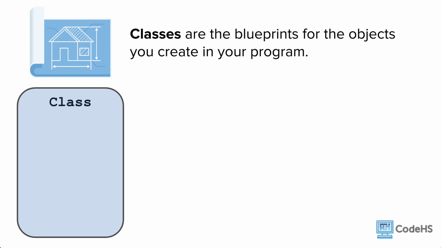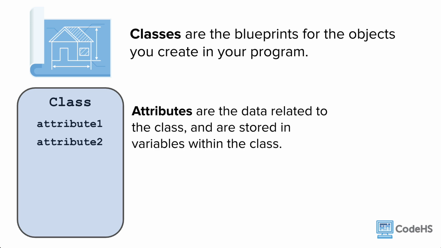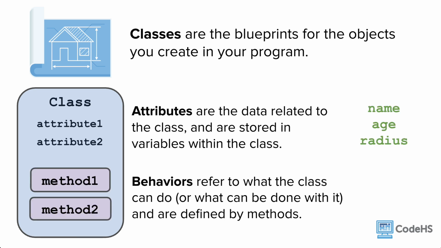As a reminder, classes are the blueprints for the objects you create in your program. Classes contain attributes and behaviors. Attributes are the data related to the class and are stored in variables within the class. Examples could include values, like name, age, or radius. Behaviors, on the other hand, refer to what the class can do, or what can be done with it, and are defined by methods. Examples include actions, like greet or getArea.